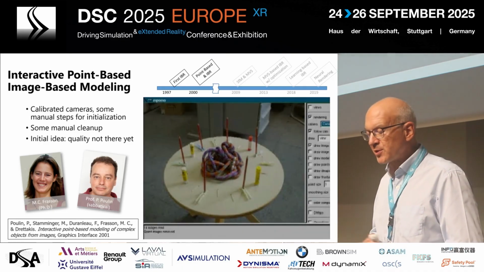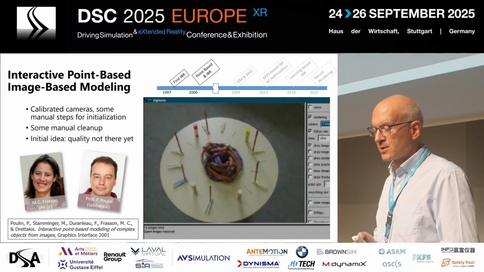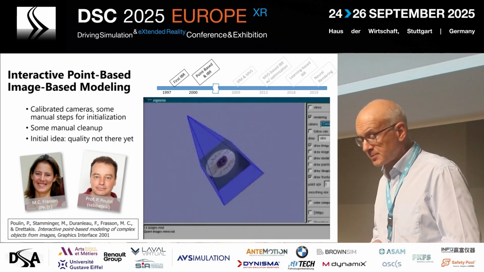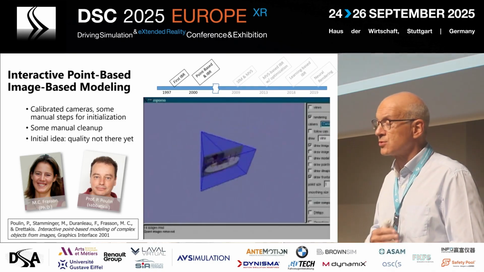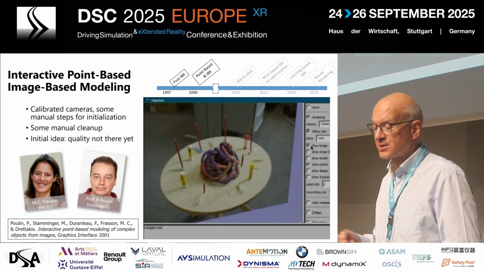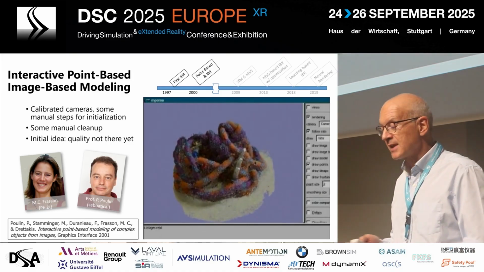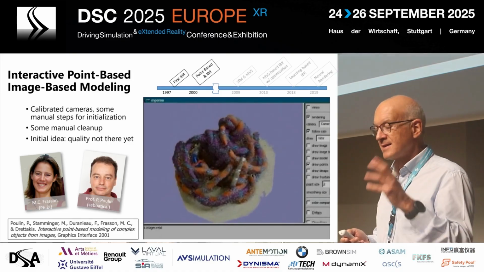So we were able to put these things together in 2001. Again, here you had to click on the images to calibrate them. But once you calibrated the images, you could just do a pretty brute force optimization and do point-based rendering of a captured scene. So what's interesting is that the basic idea is there.